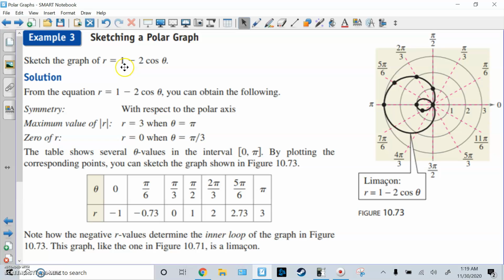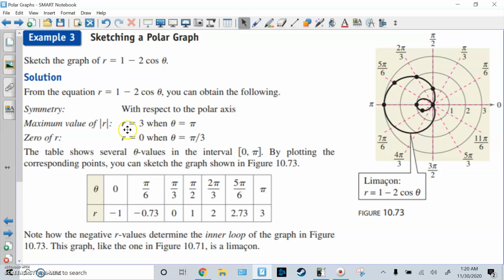Graph this, r equals 1 minus 2 cosine theta. So first we know it's a cosine graph, so it's symmetric with the polar axis. Find the maximum value r. So r is 3 when you get pi. So where's cosine the highest? Well, we're subtracting 2 times, we need cosine to be negative 1. So cosine is negative 1 at pi. Alright, so negative 2 times negative 1 is positive 2. 1 plus 2 is 3. That's why the max is 3.